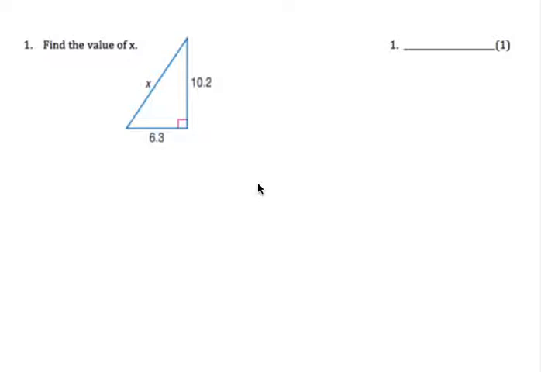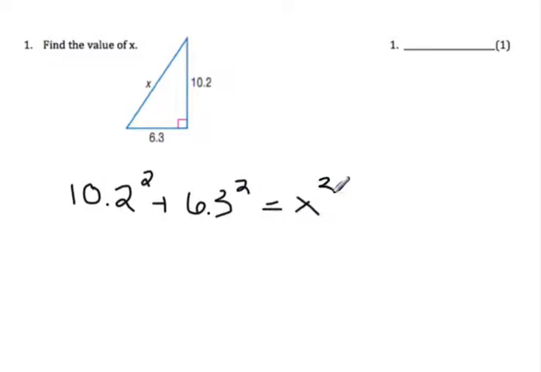For number 1, it asks you to find the value of x, and you do so by using the Pythagorean theorem. We know two of our legs, and what we don't know is the hypotenuse. So I need to take 10.2 and square it, and then take 6.3 and square it, and that's going to be equal to x squared.